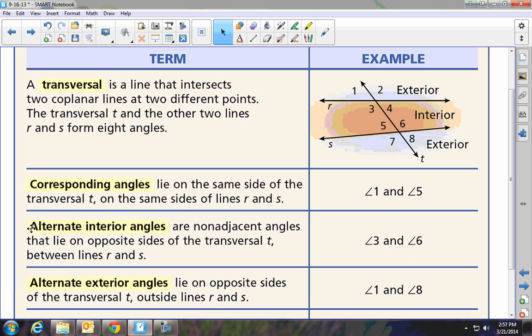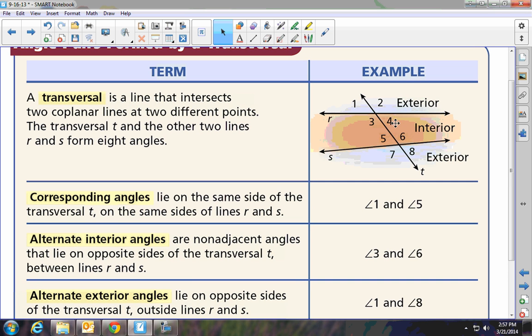Okay. If we're talking about alternate interior angles, we're talking about angles inside, which will be in this brownish orange zone. And if we say alternate, that means we're talking about angles that are on alternate sides of the transversal. So we could be talking about 5 and 4, or we could be talking about 6 and 3.